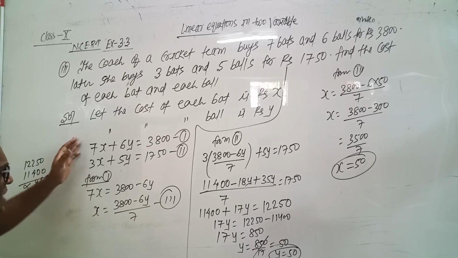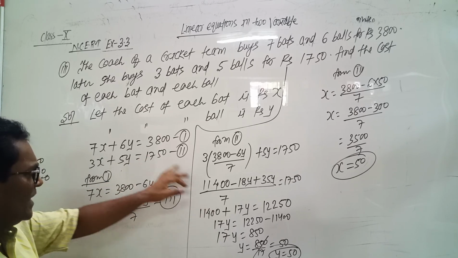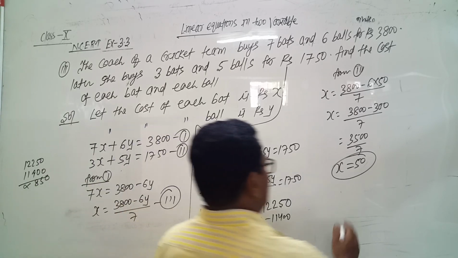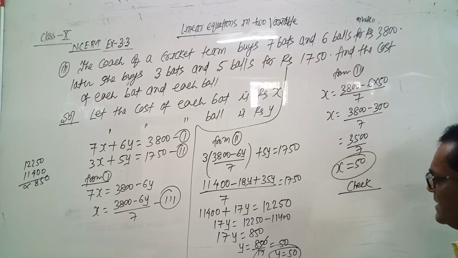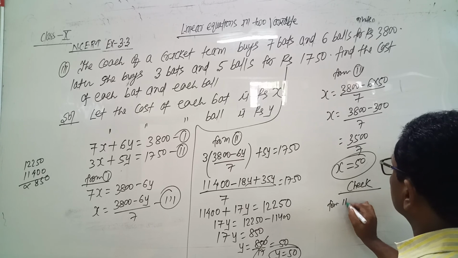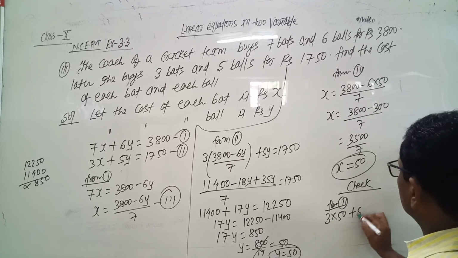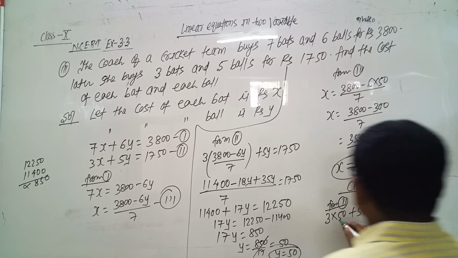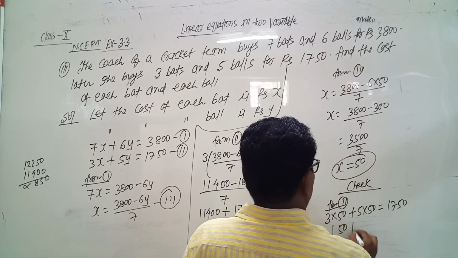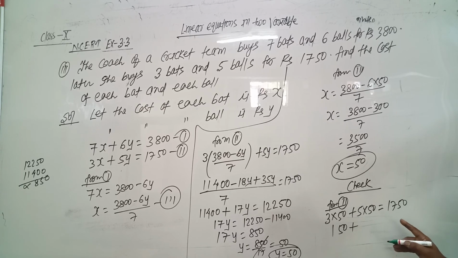If you want to check whether the solution is correct or not, you may put the value of x and y in any one of the equations. How to check? So put the value of x and y in the second equation. From second, 3 into x, the value of x is 500, plus 5 into y, 5 into 50.